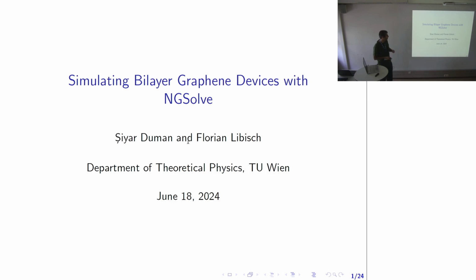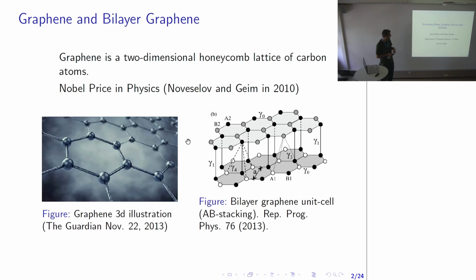Okay. Thank you, Achim. So I'm going to talk about bilayer graphene devices, which have nice electronic properties, which people study in experiments. We're physicists, so don't expect any sophisticated math.